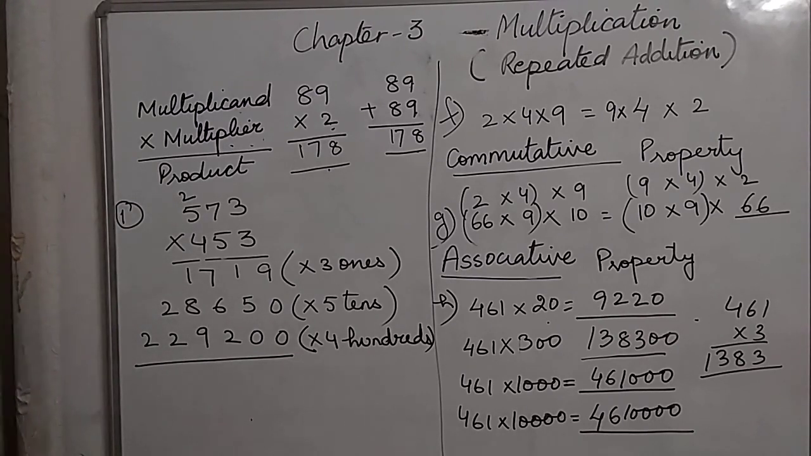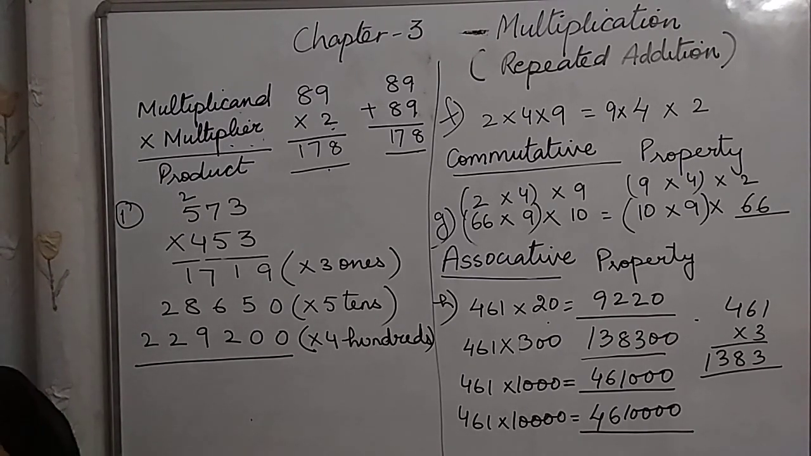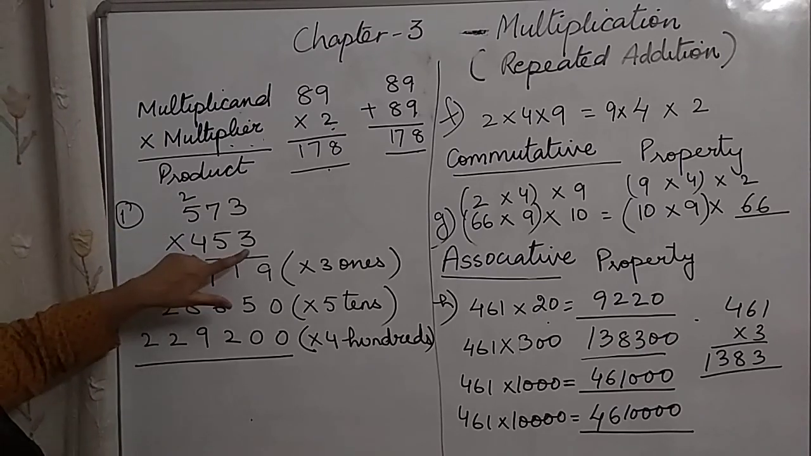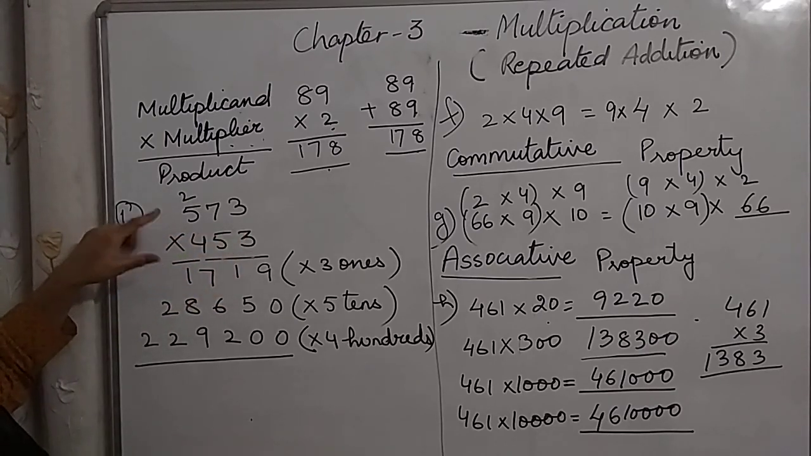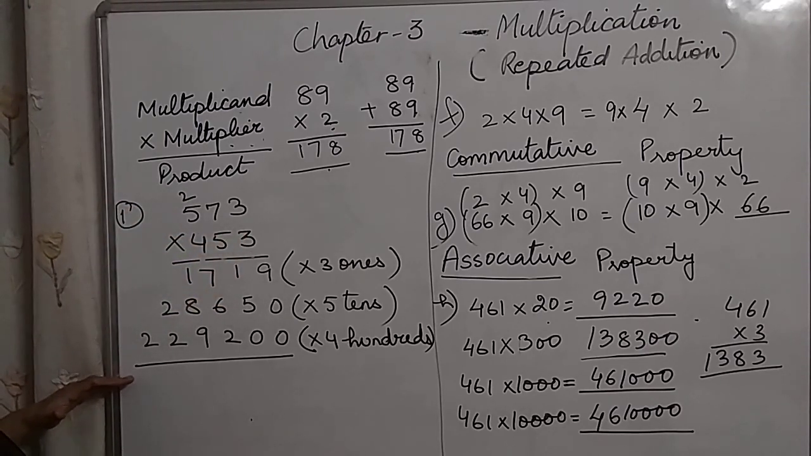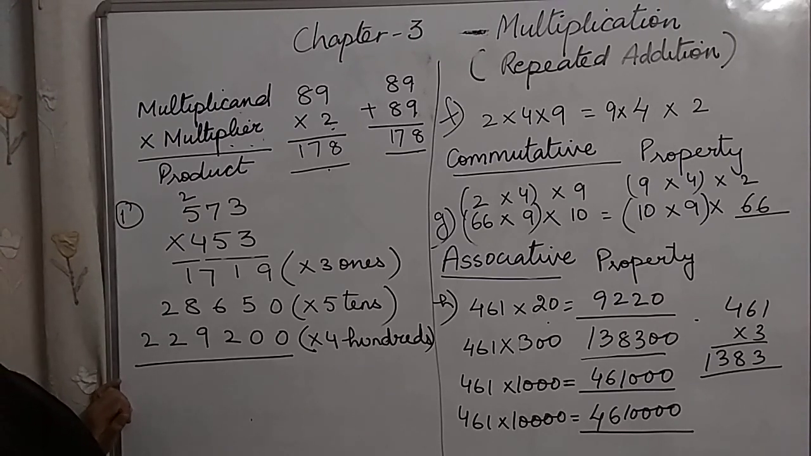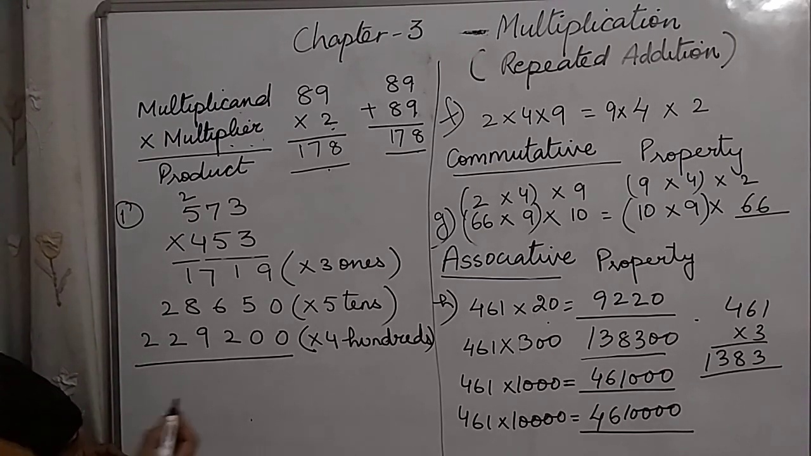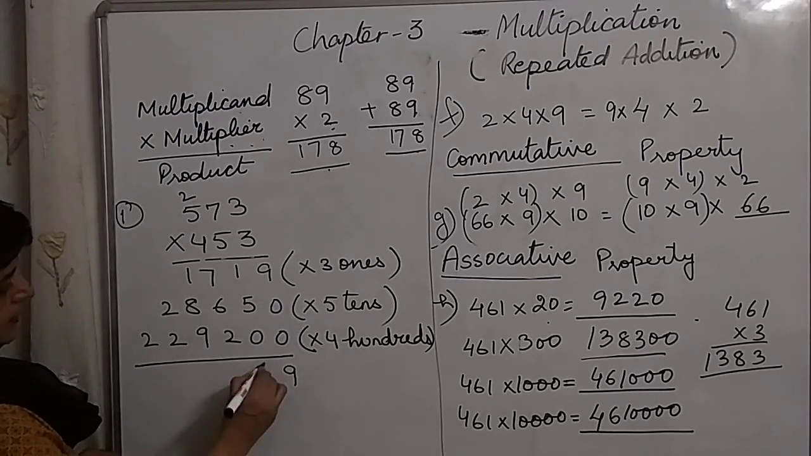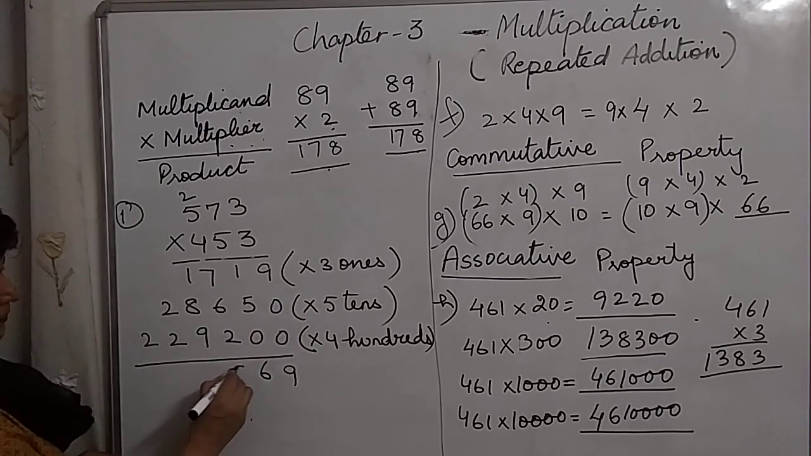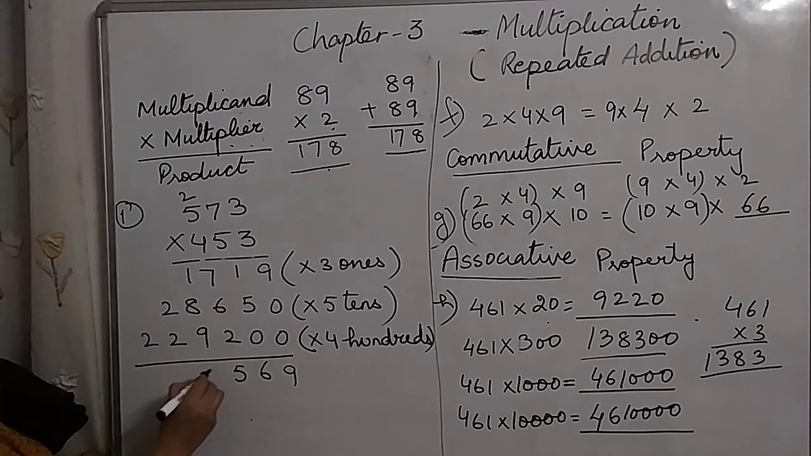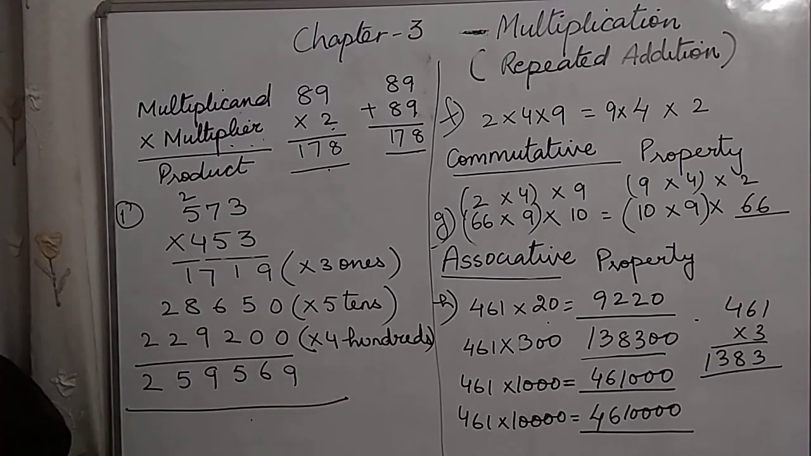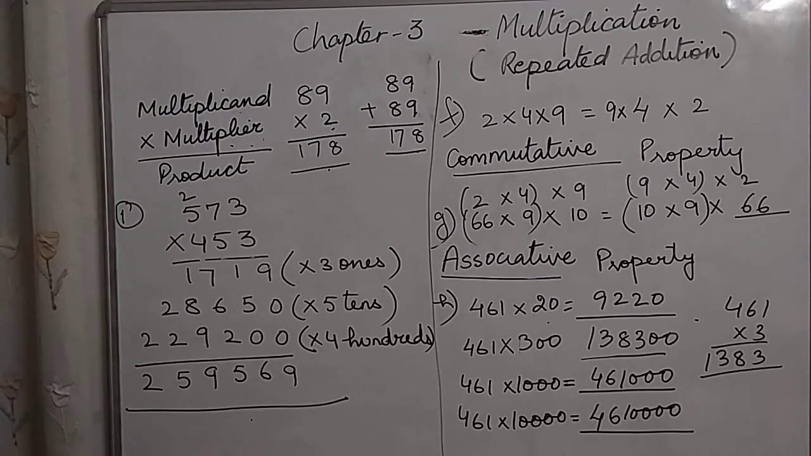So in order to multiply, first of all, we find the partial products by multiplying each digit with the number. These are all partial products. Partial means not complete. Now we'll be adding them to find the product. So this is the answer.